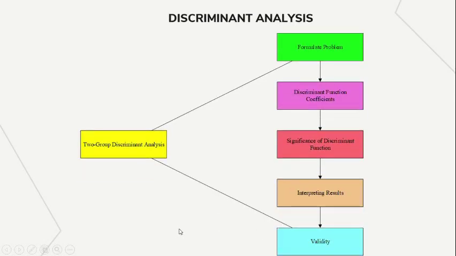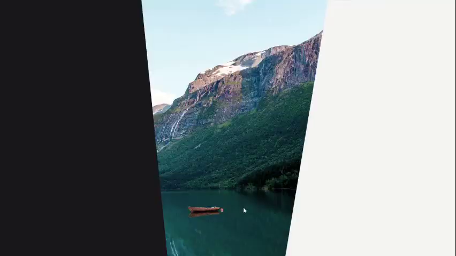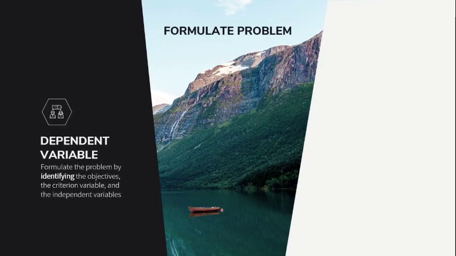The first step is to formulate the problem, then discriminant function coefficients, significance of the discriminant function, interpreting the result, and the final thing is validity. So the first step in discriminant analysis is to formulate the problem by identifying the objective, criterion variable and independent variables. The criterion variable must consist of two or more mutually exclusive and collectively exhaustive categories. When the dependent variable is interval or ratio scale, it must first be converted into categories.